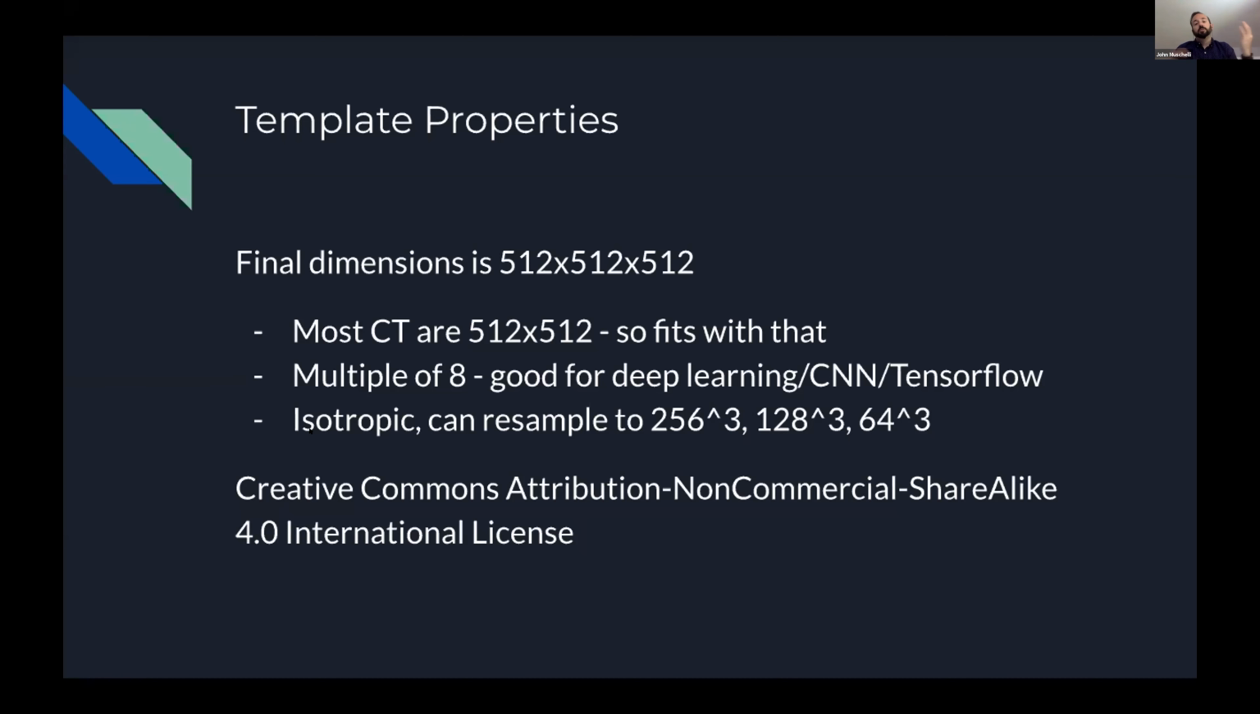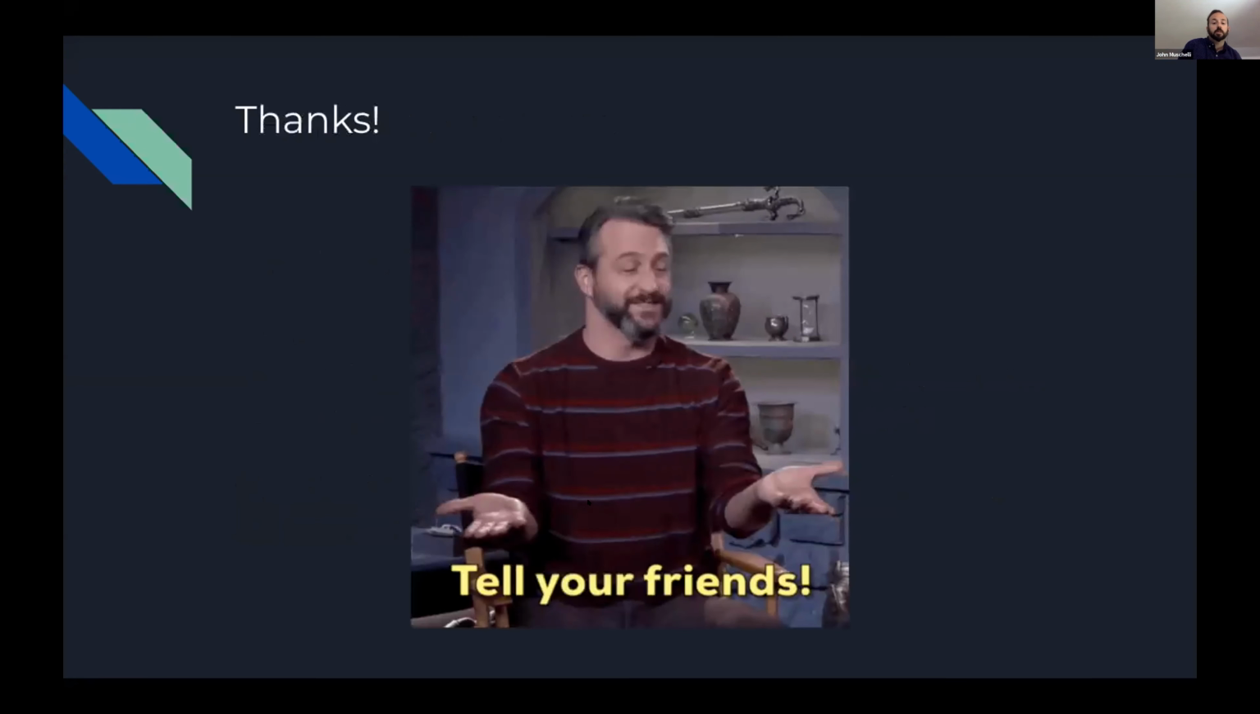Also, it's isotropic and it's a cube, so you can resample it down to smaller sizes, which is especially important when you're doing deep learning, because some of these things have memory limits. But you can have varying levels of resolution and it still stays a cube, and it's easy to go back and forth. And again, it's released under the same license.